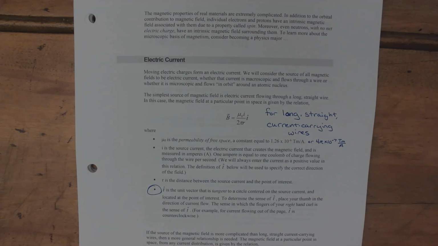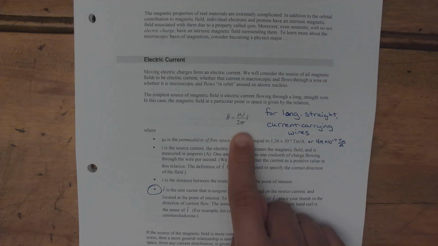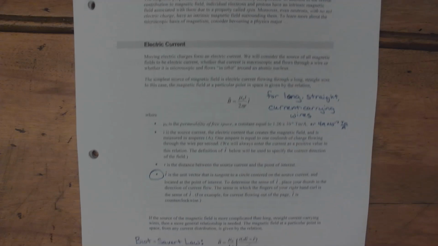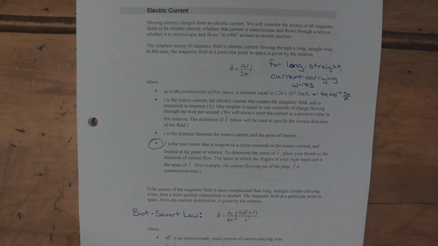If you turn to page 4, we have two equations which we are going to be using to calculate the magnetic field, and there's actually a third equation as well. This equation is only for long straight current carrying wires, and you can think of this equation as being similar to when we calculated the electric field from point charges. If the wire is not a long straight current carrying wire, then we have a more general equation.